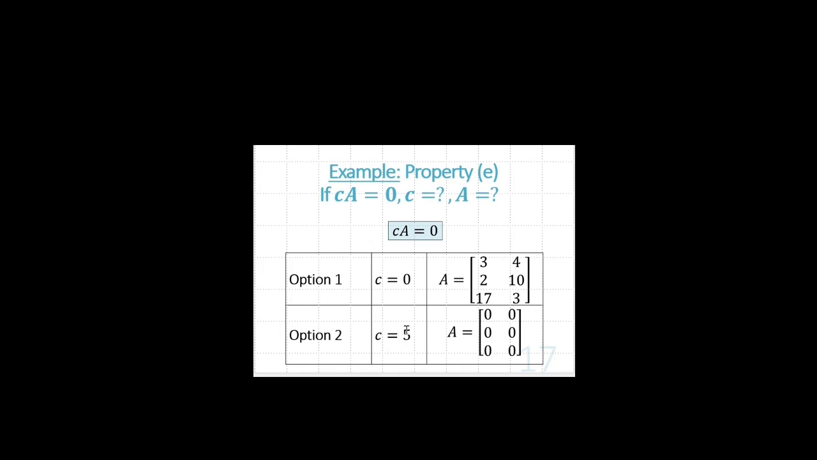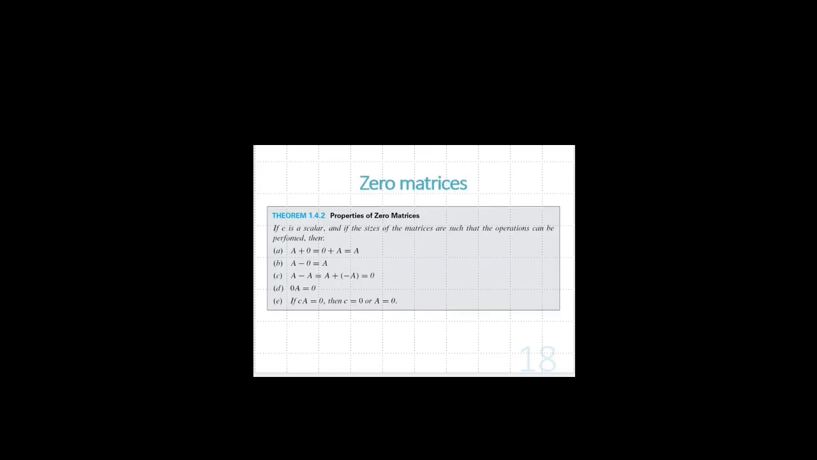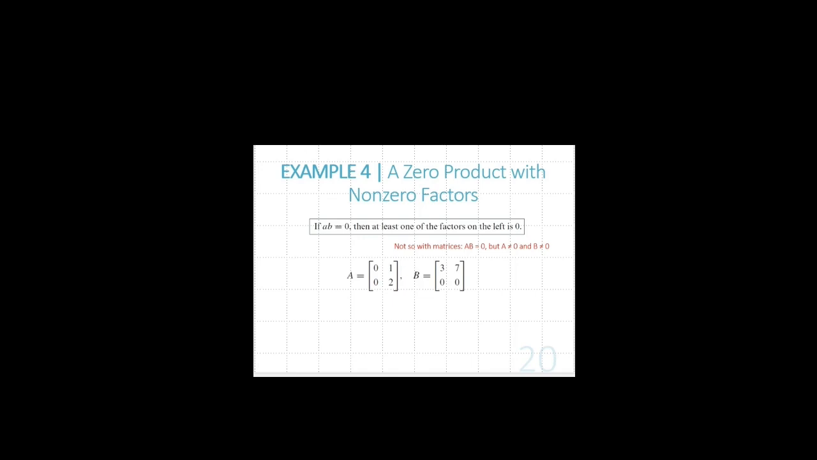Or if C actually is some sort of scalar amount here that's non-zero, then you would have to have A as being a 0 matrix. So I think that's pretty obvious as well. So we just ran through those. You're going to want to make sure that you know your theorem 1.4.2, properties of zero matrices. Those I think you're going to be pretty familiar with.